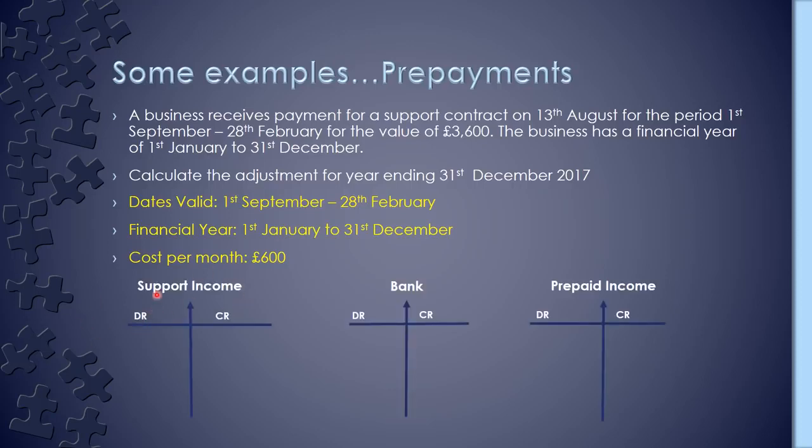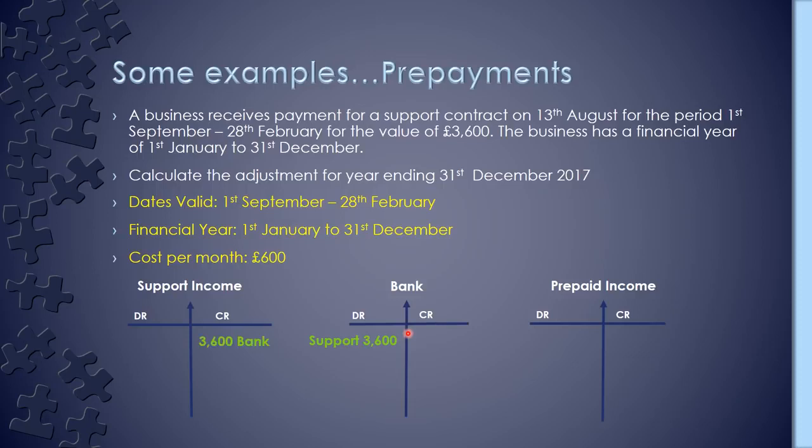So we've got our support income account, we've got our bank account, and we've got our prepaid income account. So let's have a look. Again, what's the first thing that happens? So a business receives payment for the support contract on the 13th of August for the value of 3,600. So if we're receiving payment, it means our bank account, our asset account, is going to increase. So think back to our dead click. Dead click, the asset account is on the debit side when it increases. So that money has increased our bank account, so it sits in the debit side.